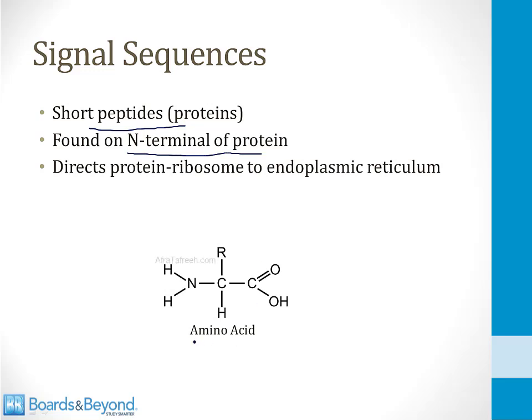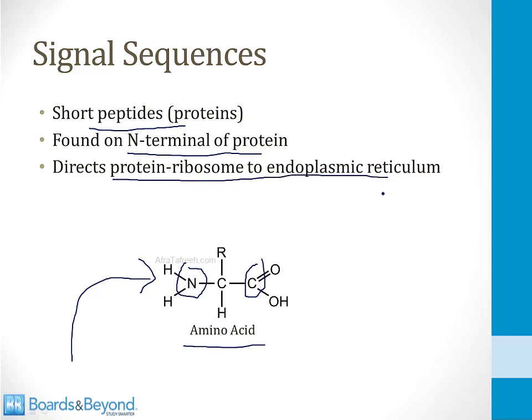Recall that proteins are made up of amino acids like what's shown on the screen here, and amino acids have an N end and a C end. So it is this N-terminal end where you find these short peptides that are the signal sequences. And as I said before, they direct the protein ribosome complex to go to the endoplasmic reticulum.